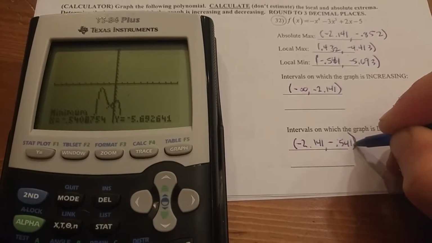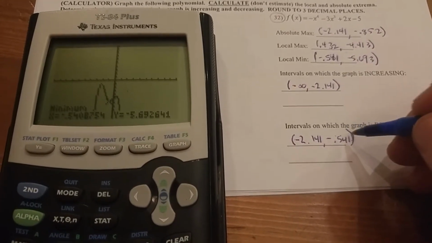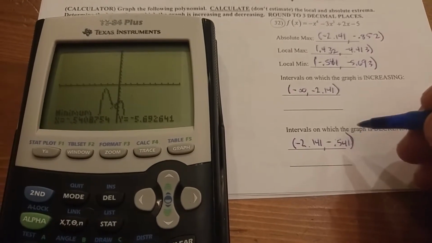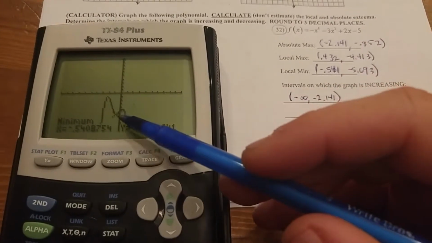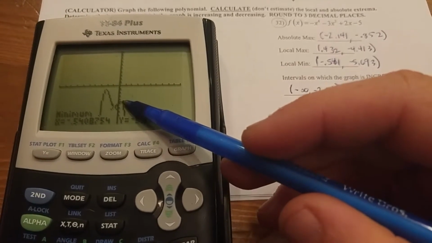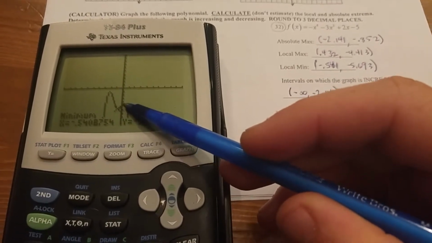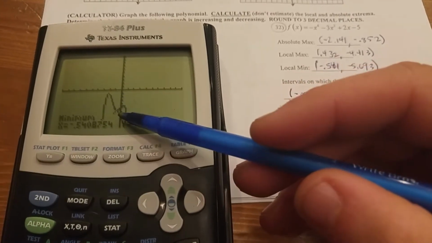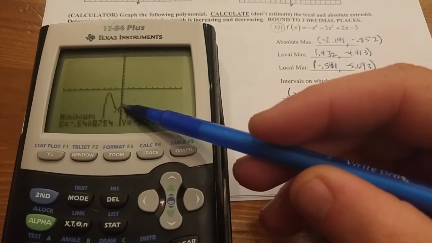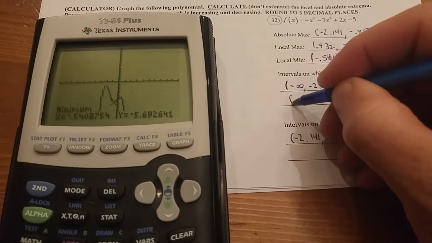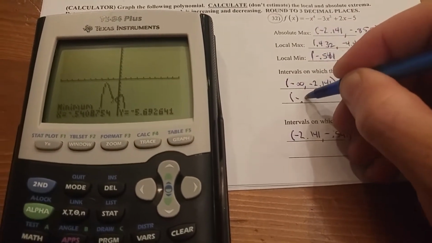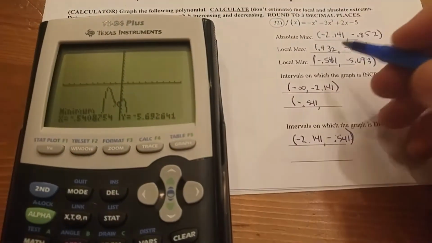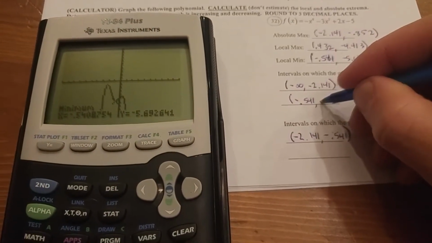Same rationale for why this is a parentheses, because it decreases until it gets to that minimum, and then momentarily it doesn't decrease, it switches directions. So from down here and then all the way to this little tiny bit right here, we're increasing again. So we were increasing from negative infinity up to here, and then we increase on this little tiny segment right here. So that increasing segment is from negative 0.541 to that local maximum value, which is 0.432.